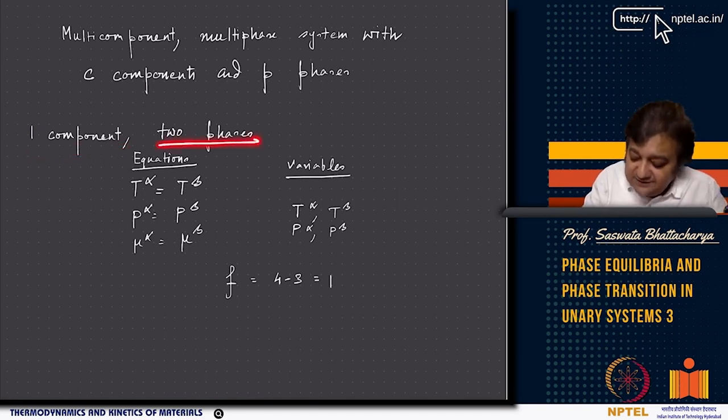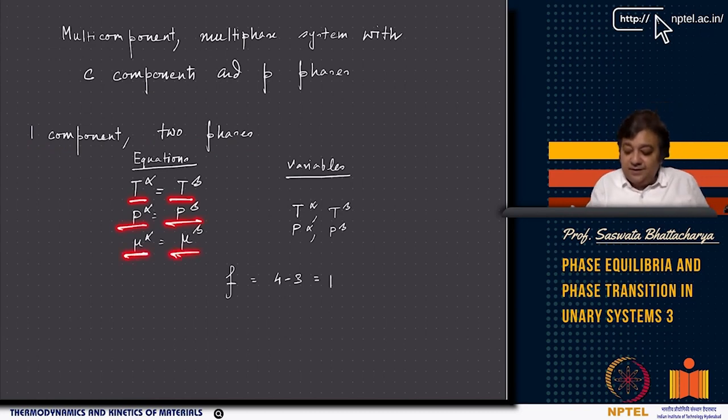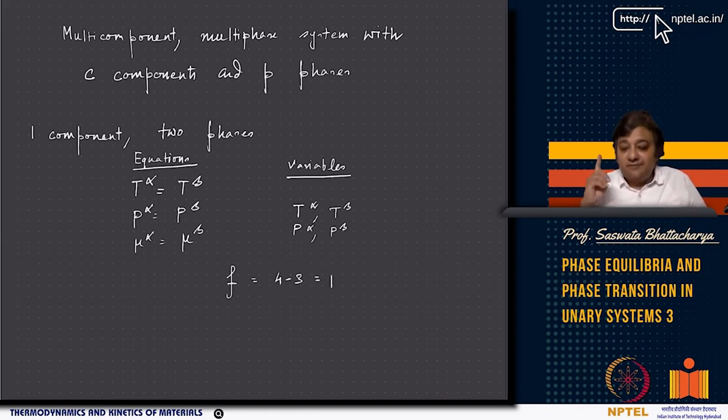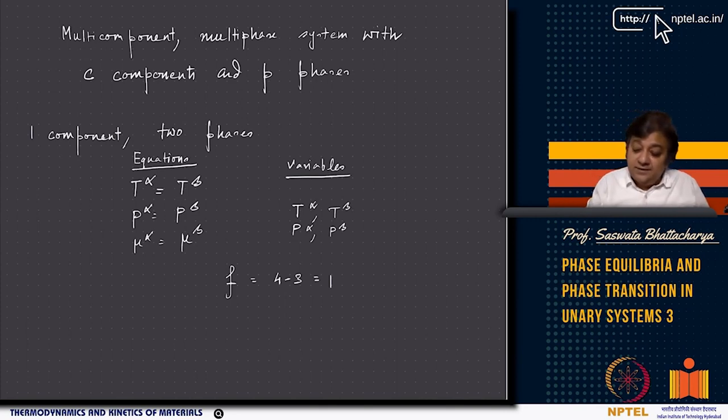Now, if you have one component and two phases, then you have three equations: T alpha equals T beta, P alpha equals P beta, and mu alpha equals mu beta, at equilibrium. These are the equilibrium conditions, and this gives you three equations. But what are the unknowns? T alpha is unknown, T beta is unknown, P alpha, P beta, mu alpha and mu beta. Because it is a single component system, you cannot think of the chemical potential of component one keeping other components constant. So basically you have only four variables, but you have three equations. So for one component, two phases, the degrees of freedom is one, right?